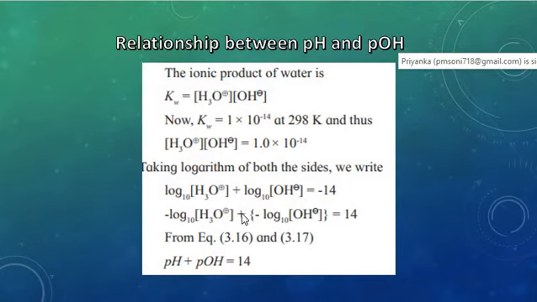And we all know minus log base 10 hydronium ion concentration is called pH, whereas minus log base 10 concentration of hydroxyl ion is known as pOH. So on substituting the pH and pOH in this equation, we will get pH plus pOH is equal to 14. So this is the relationship between pH and pOH.